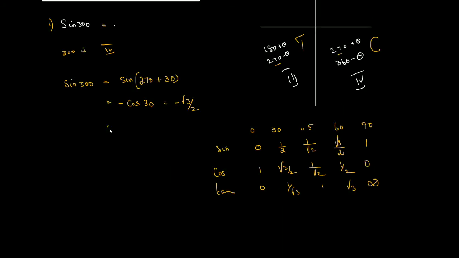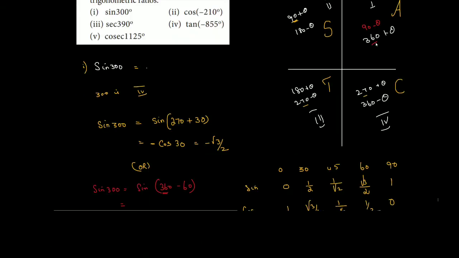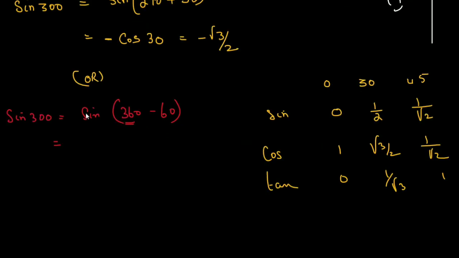Now the same thing I can also write in terms of 360. Isn't it? Because it is the fourth quadrant, I can write in terms of 270 or I can write in terms of 360. So if I write in terms of 360, it will become sine of 360 minus 60. Now when you write in terms of 360 or 180, don't change the ratio. Ratio remains as it is. So sine of 360 minus 60 will become sine 60.